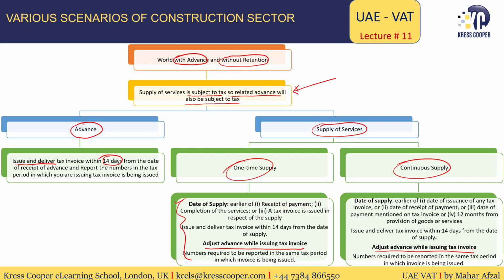Rest of the things: date of supply is constant. Timing to issue and deliver the tax invoice is constant. Invoice will be reported in the same tax period in which the invoice is being issued, and the difference is that while issuing the tax invoice, advance will be adjusted, because on this advance businesses had already paid the tax. They will not be liable to pay the tax again, otherwise it will end up in double taxation. To avoid the double taxation, advance will be adjusted at the time of issuance of tax invoice.